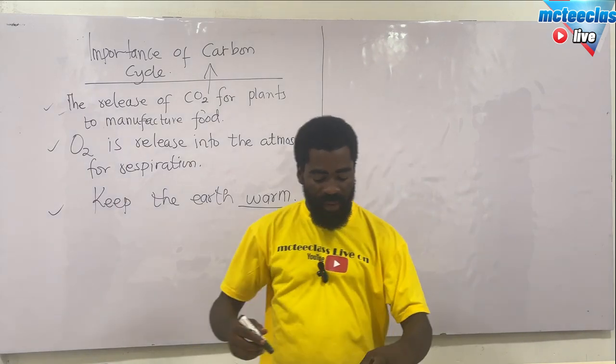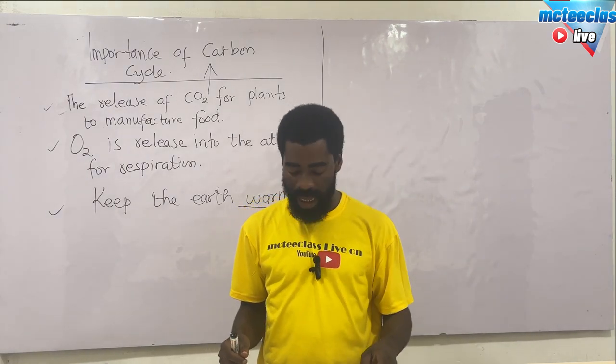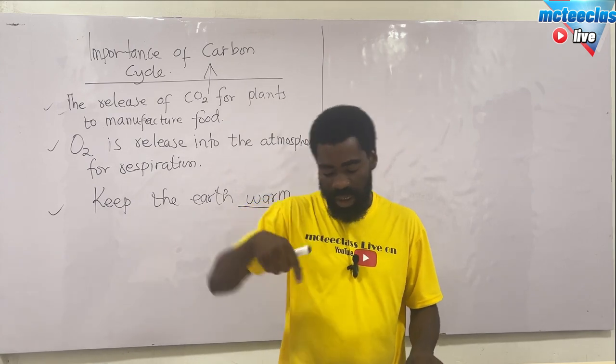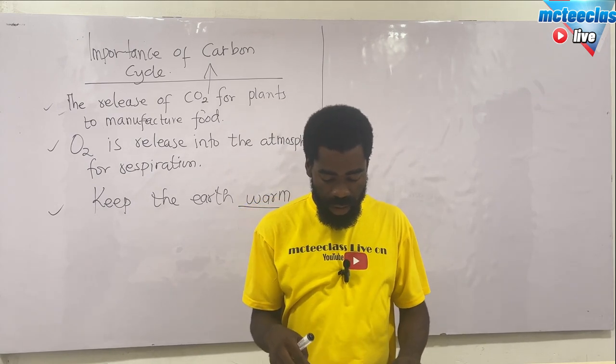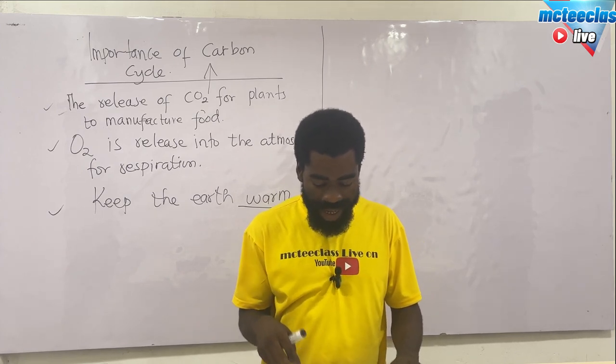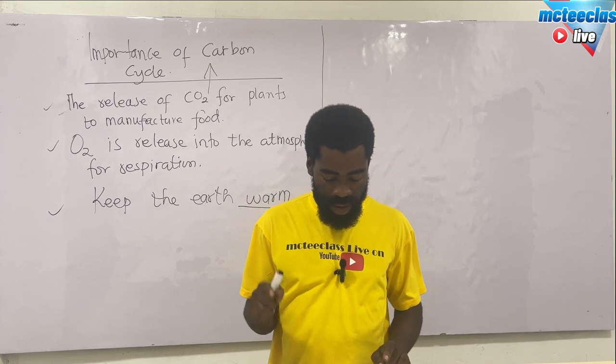Now let's look at the effects of disruption of the carbon cycle. What are some of the effects? How does that destruction affect our carbon cycle? It causes what we call what? Global warming. It causes global warming and the greenhouse effect. We'll look at what these things are.